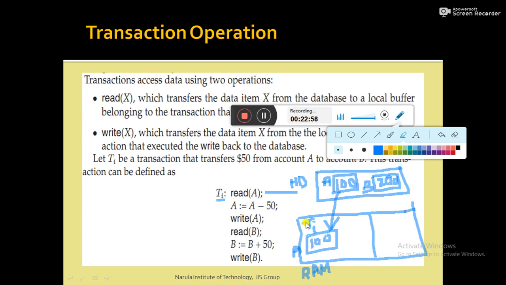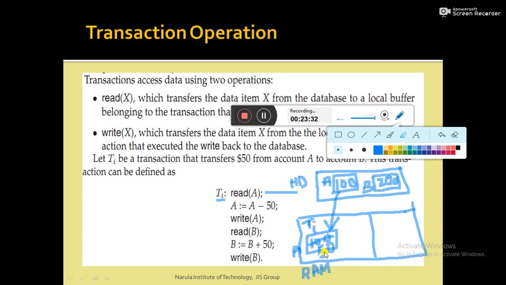Then after reading, what we have to do, we have to transfer $50, means we have to deduct $50 from account A. As I have mentioned, all the updation will be performed on the local buffer of the RAM, not in the hard disk. So the $50 which will be deducted from A, it will be performed over here. So 100 minus 50, now it becomes $50.